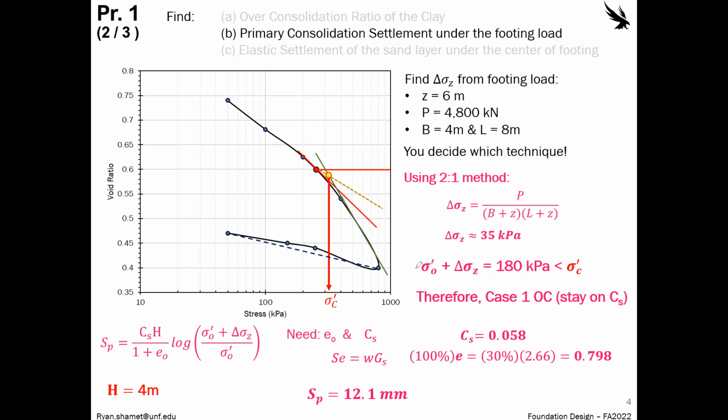Again, this could change a bit depending on what method you used here, or how we read our CS, as well as our pre-consolidation pressure, which is not in this equation.